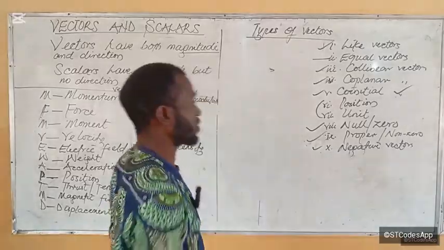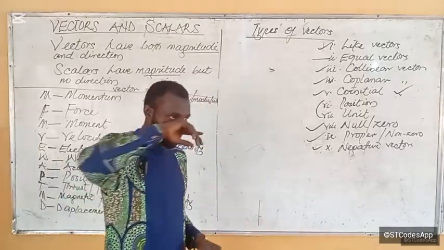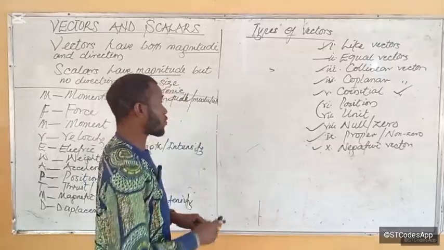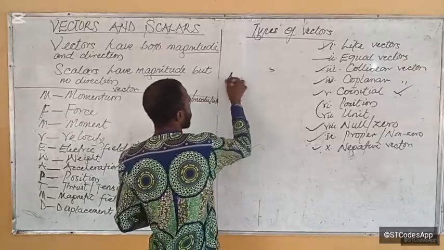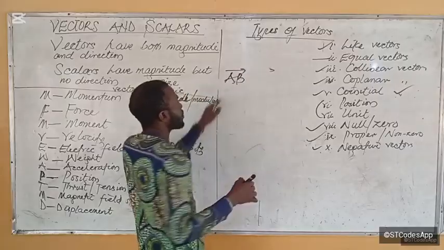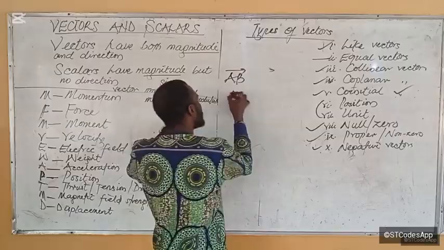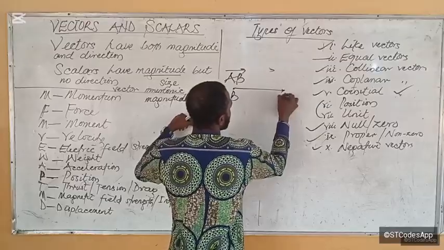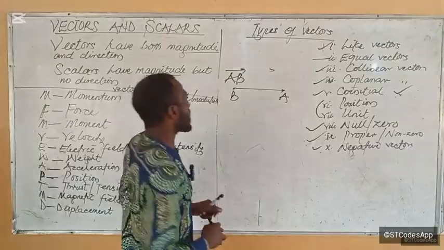Now what is a position vector? The position vector is a vector that tells the position of one vector relative to another vector. So for example, if I say I have a position vector AB, a position vector AB is a vector pointing from position B to position A. Do you understand now? Let me explain this.